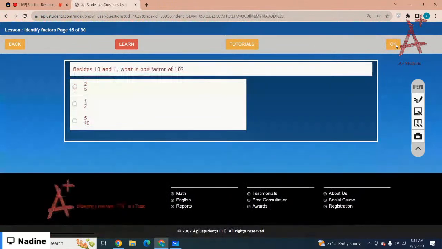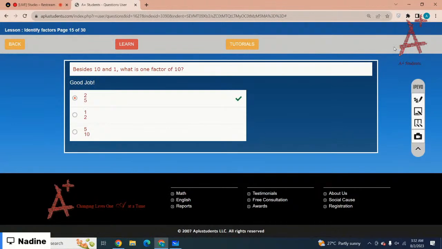Besides 10 and 1, what is one factor of 10? Which is the correct option? Besides 10 and 1, they are 2 and 5. All the others are factors, but you have to select the one besides 10 and 1. So option number 1 is the correct option.